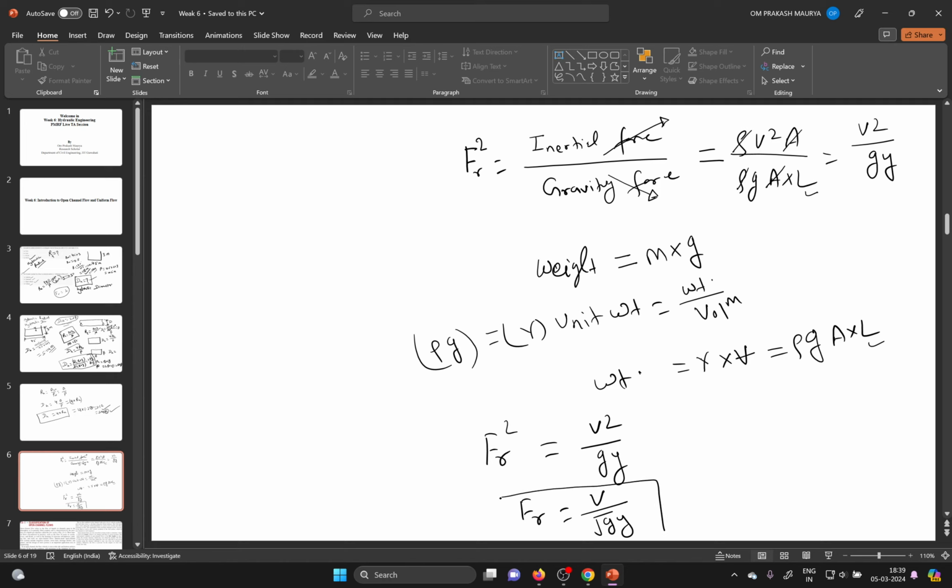Always try to remember, your Froude number is the square root of inertia force divided by gravity force. Sometimes people say the Fr is the ratio of inertia force to gravity force, but this is not the case, it is the square root of the ratio of inertia force and gravity force. So if Fr is equal to 1, then it is critical flow.